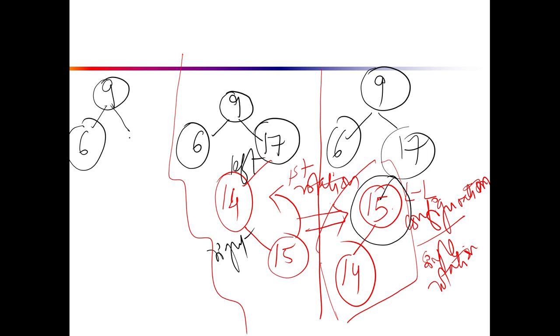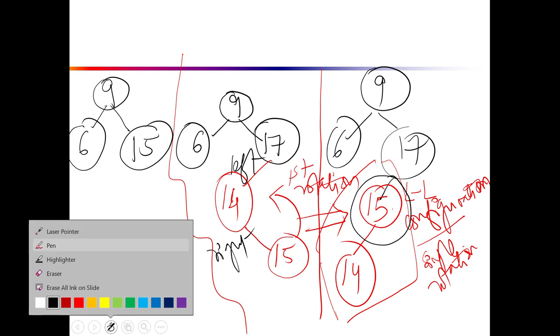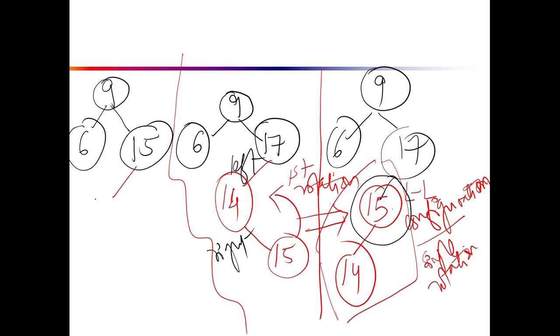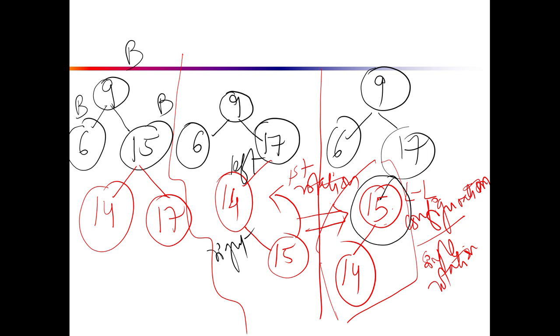6, and then we'll be having 15, and then we'll be having 14 and 17. I told you that the middle node will be acting as the root node for these two nodes. 14 will be at the left position, and because 17 is greater than 15, it will come at the right position. So we have this type of configuration over here. So root is black, these two children are black, and over here we have red and red.